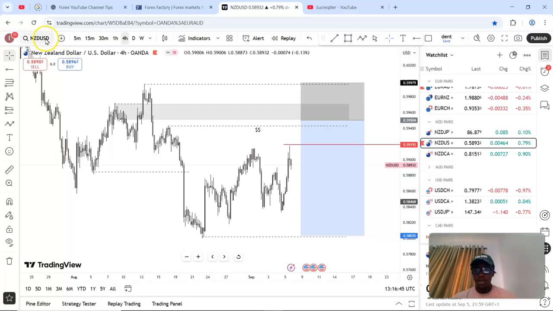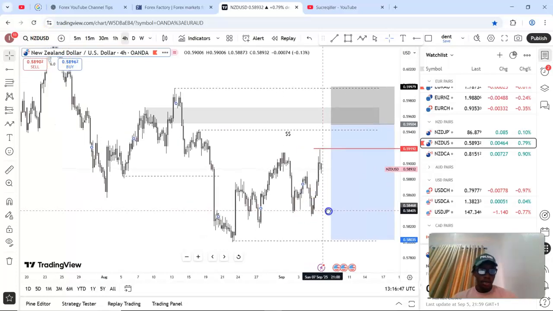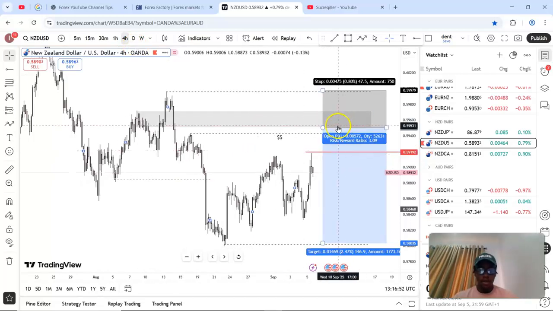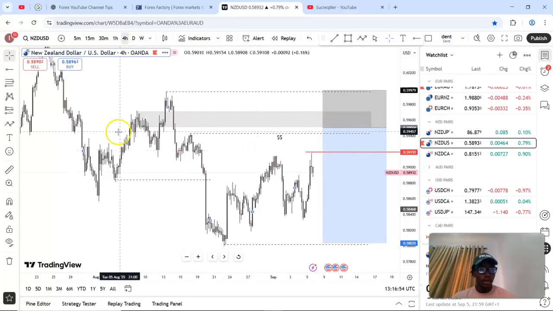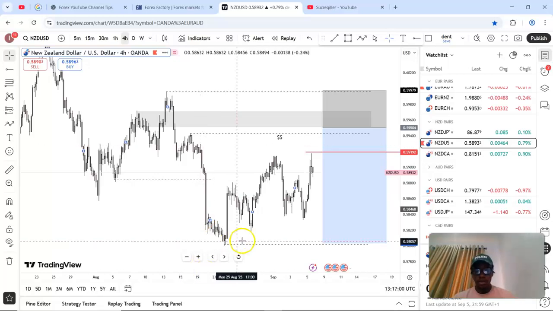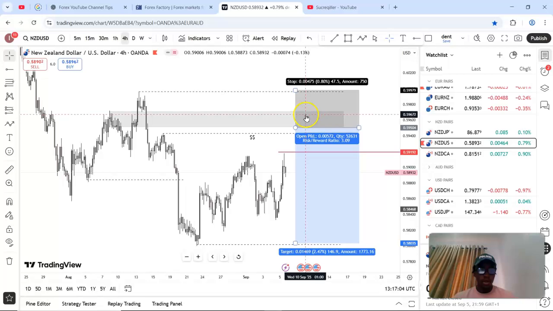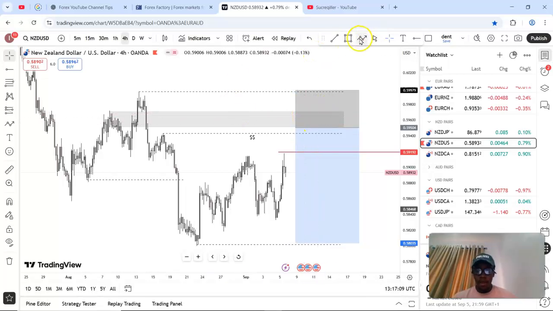This is NZDUSD. I'm currently looking at it on the 4 hours time frame. So I'm looking at this zone here. You can see there is a sweep of previous high, break of structure, this structural liquidity before the break of structure. Then I'm hoping for it to get back into the zone. Then watch closely the reaction before getting into the trade. Let me show you guys.